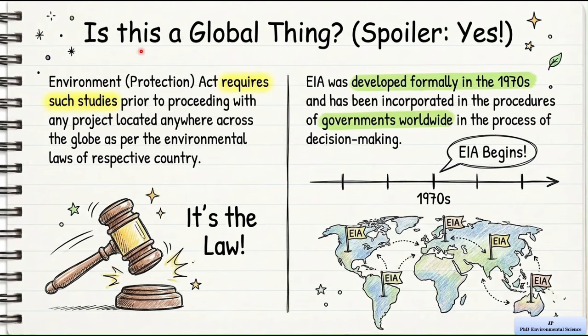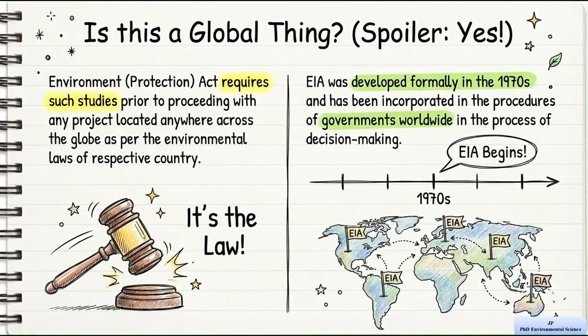Is this a global thing? The answer is yes. EIA is used all over the world. Before any project starts, many countries legally require EIA, means you cannot start a project without checking its environmental impact. Each country has its own environmental laws, but the idea is the same everywhere. EIA is not optional, it's the law. It's compulsory in many countries, that means companies must follow it.